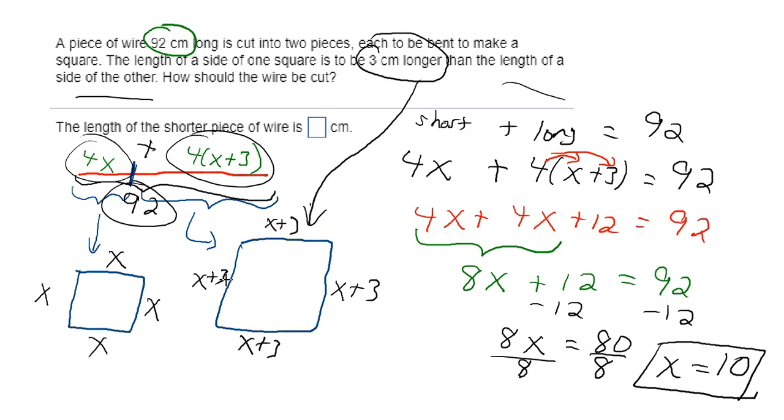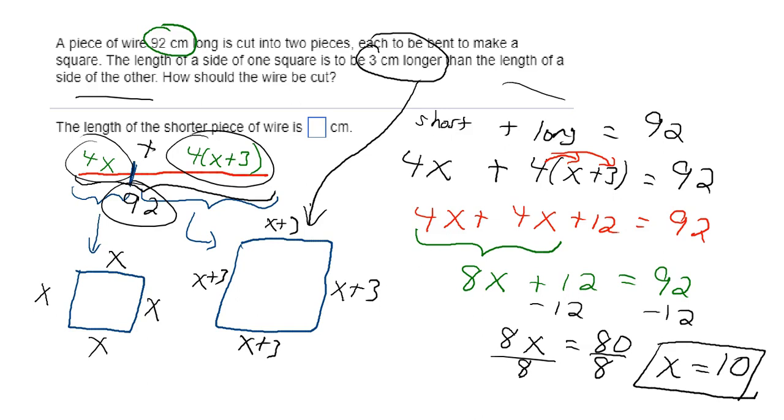That's a reasonable answer. It's not negative, and it's not like 100. That wouldn't be a good answer, right? Because the wire is only 92. We can't have an answer of 100. So we have a sensible answer, right? Now, does this actually answer the question being asked in the problem?